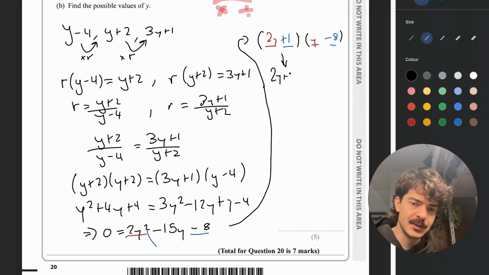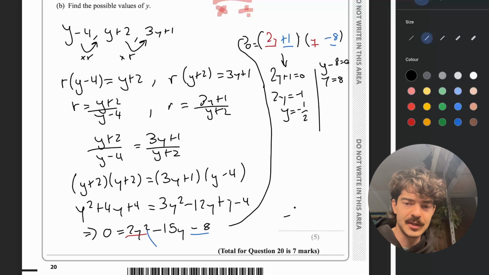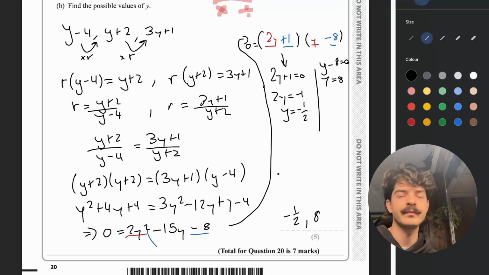So from here, we can now figure out our actual values by solving these things. So we've got 2y plus 1 is equal to 0. Remember, this whole thing's equal to 0. So we're going to get 2y equals minus 1, therefore y is minus a half. Or on this side, we've got y minus 8 is equal to 0, so y is equal to 8. And there's your two answers. y is minus a half, or y is equal to 8.